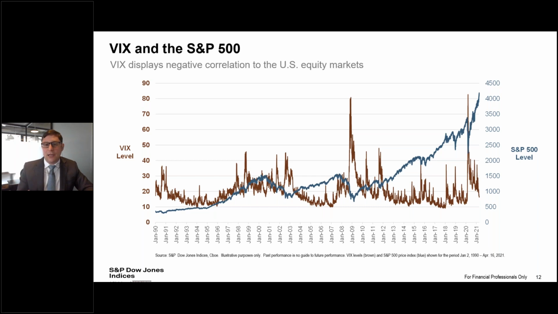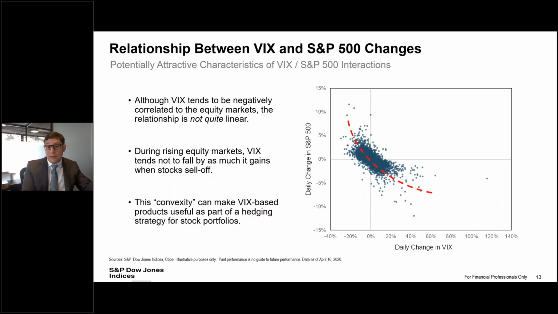So that negative correlation between VIX and equities is obviously an important characteristic that makes it intriguing from a hedging perspective and intriguing from a macro perspective. But it's not just a negative correlation. In fact, it's even more powerful than that. So what I've done here is shown you over that full history, what was the daily change in the VIX, that's on the x-axis, and what was the daily change in the S&P 500, that's on the y-axis.